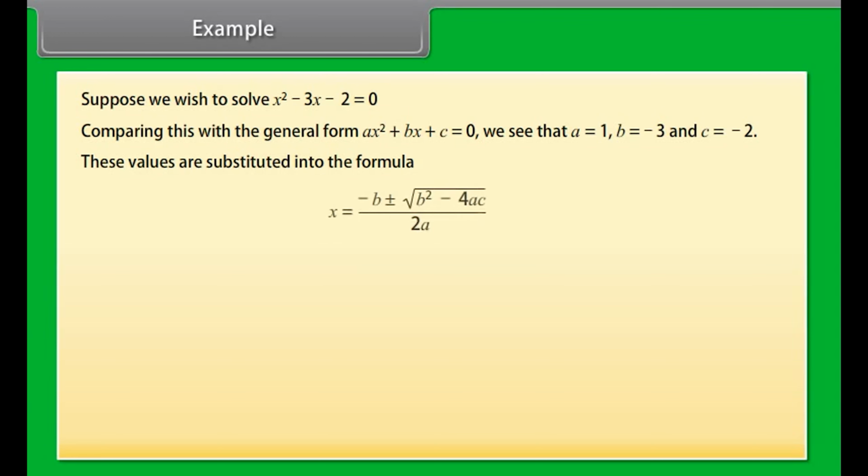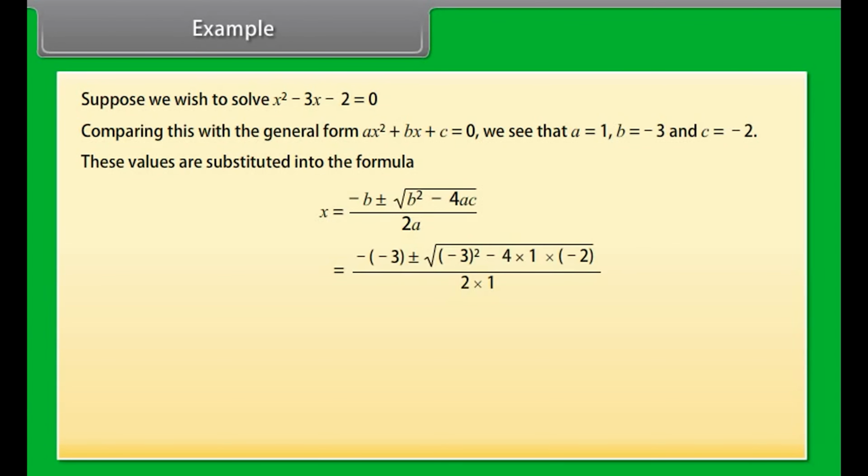It becomes x equals −b plus or minus the square root of (b² − 4ac), whole upon 2a, which is equal to −(−3) plus or minus the square root of ((−3)² − 4 into 1 into (−2)), whole upon 2 into 1. By calculating it, we get (3 ± √17) upon 2. These solutions are exact.